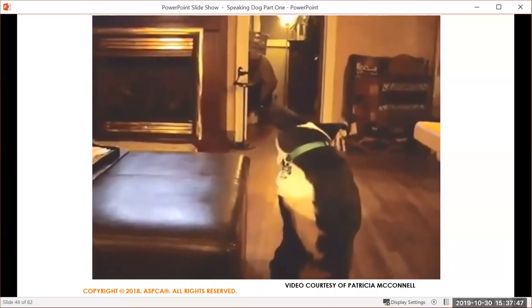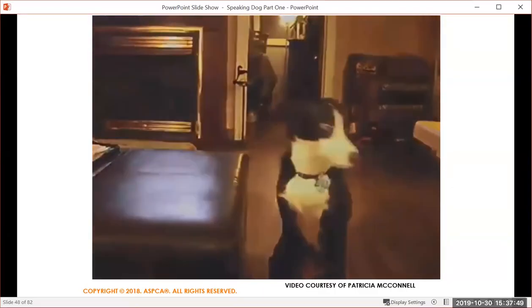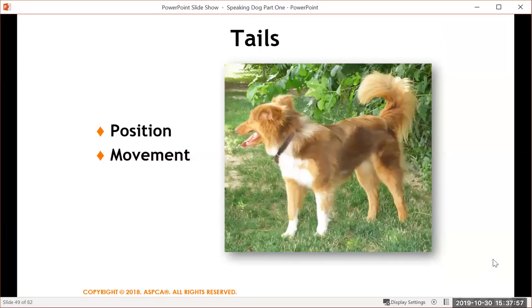An example of two animals that are dying of curiosity about each other, but are also very uncertain. It's a cute interaction. Next slide. Tails. Again, tails. We're looking at position of the tail and whether or not the tail is moving. Next slide.